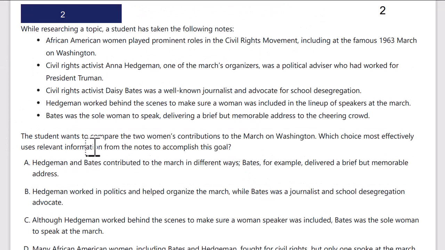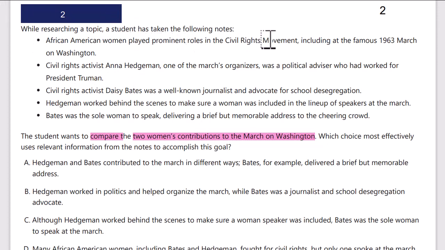Number two, the student wants to compare, so this is a compare question prompt, the two women's contributions to the March on Washington. Let's make sure we identify what they want to compare: their contributions to the March on Washington, right? Not just comparing the women in general, but their contributions to the march. Okay, so let's take a look at the bullet points.